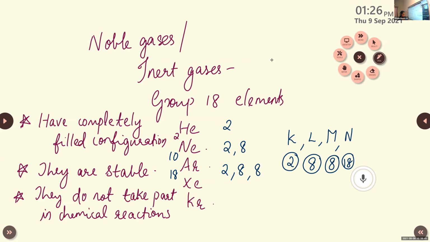They are group 18 elements at the right end of the periodic table. Group 18, then they are known as noble gases or inert gases. They have a completely filled configuration. They are stable. They do not take part in chemical reaction. Then the examples are helium, neon, argon, xenon, krypton. And when you write the electronic configuration of these elements, you can observe that they have a completely filled configuration.